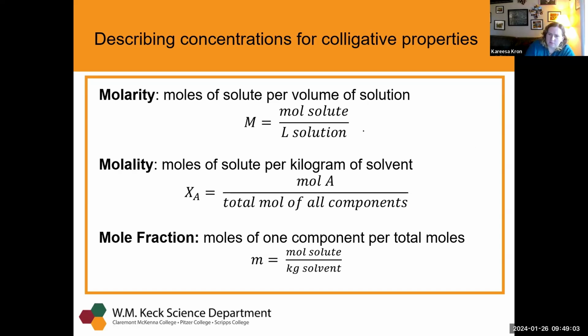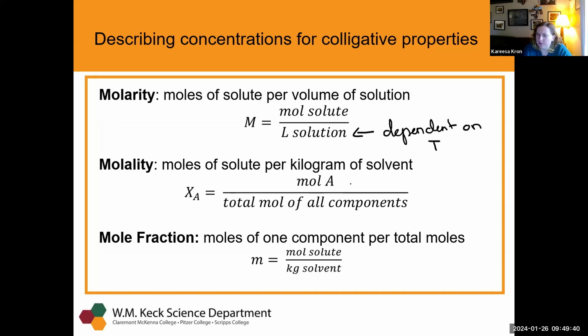So if this volume is dependent on temperature, it can be hard to make sure that we're talking about just the changes in concentration that come from these colligative properties. And we really want to focus on how concentration is affecting these colligative properties. So we have another way of describing concentration, which is molality. And molality is the moles of solute per kilogram of solvent.